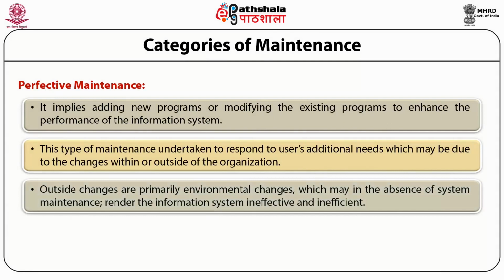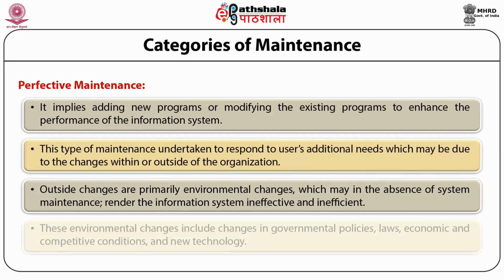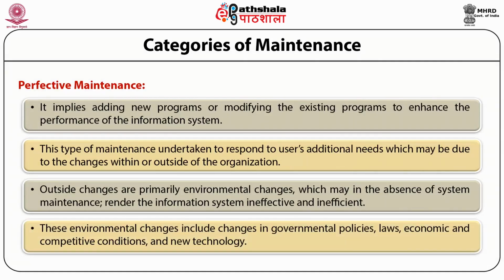The outside changes are primarily the environmental changes. In the absence of system maintenance, they render information system ineffective and inefficient. These particular environment changes include change in the governmental policies, laws, economic and the competitive conditions and new technology.